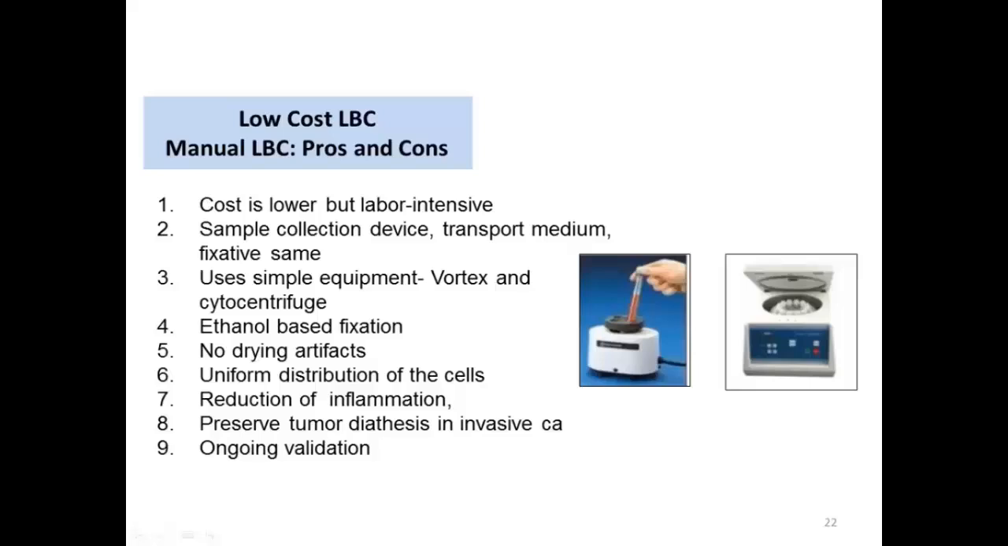However, an advantage was that tumor diathesis remained in the smear, which was considered slightly a disadvantage in the automated systems. The most important thing, however, is that these systems need ongoing validation. So we can adopt them in the lab as and when we get a validated system.